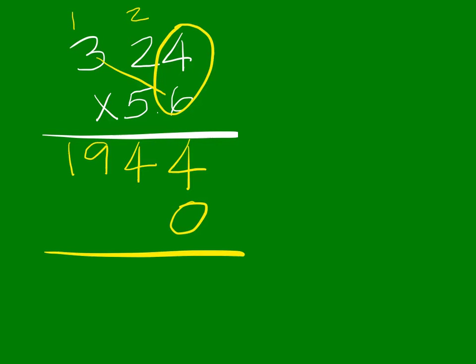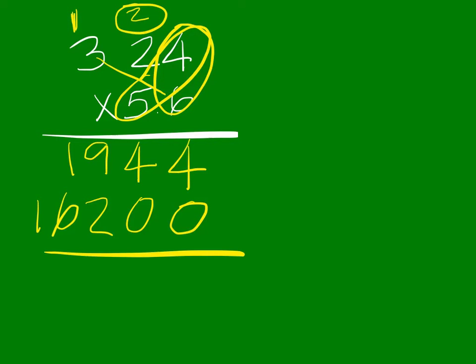Now, it should be 5 times 4 is 20, and there's already a 2 there, so we'll just circle it. 5 times 2 is 10, plus 2 is 12. And then there's already a 1 there. So 5 times 3 is 15, plus 1 is 16. Add everything up. That's 4.